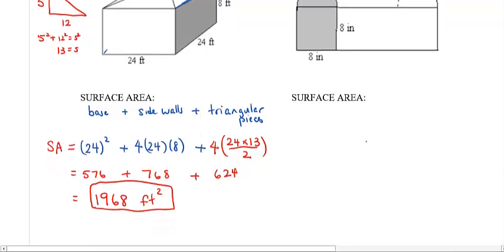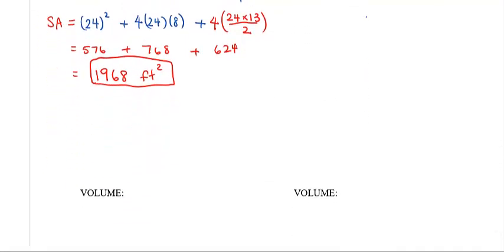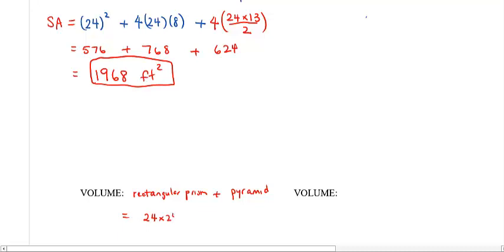Now, we should also do the volume. And the volume then will be just looking at the 2 shapes separately. So look at the rectangular prism, and add to that the pyramid. So the volume of the prism is just length times width times height. So that's 24 times 24 times 8. That's easy. And the pyramid, that formula, 1/3 of the base area, the base area, of course, being the square, multiplied by the height to the center of the base, which is 5.